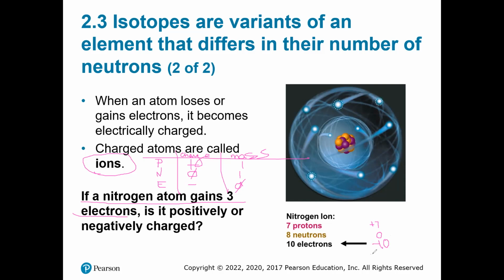negatives. Okay, so this is almost like you're overdrawing your checking account. So you're going to take +7 and add it to -10, and that gives you -3. So because you added electrons, which are negative, it's negatively charged if it's got more electrons. And you can figure that out logically just doing addition, and doing math.